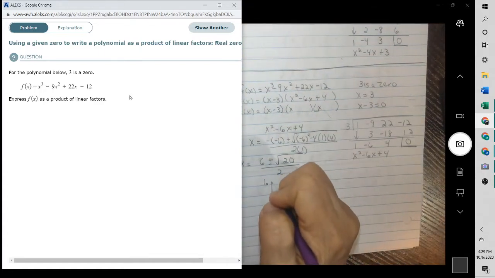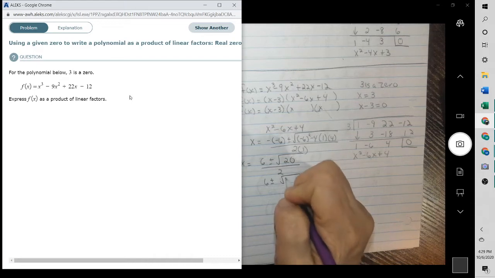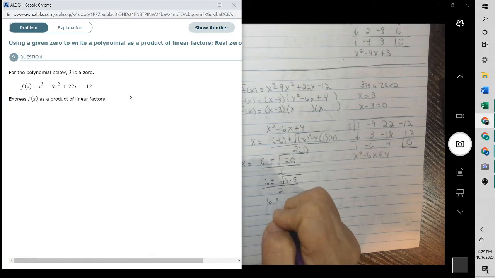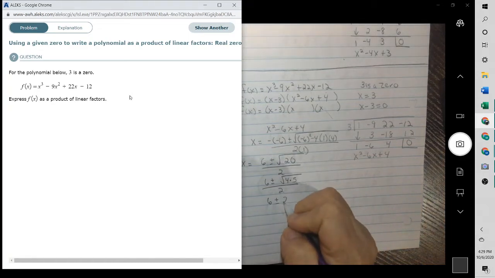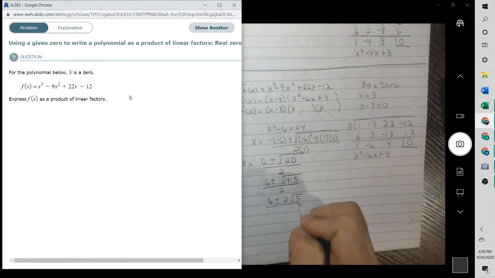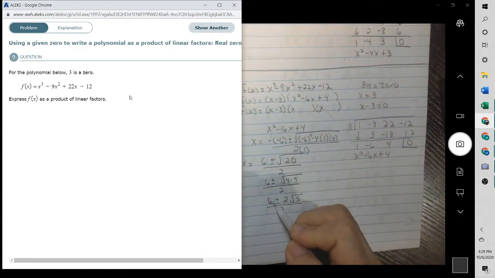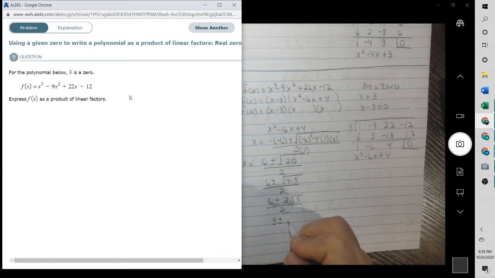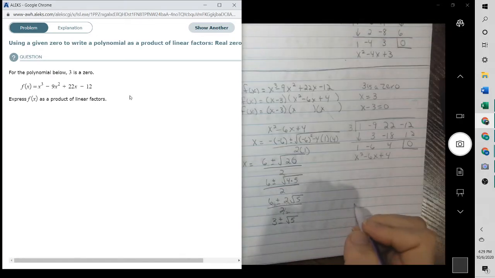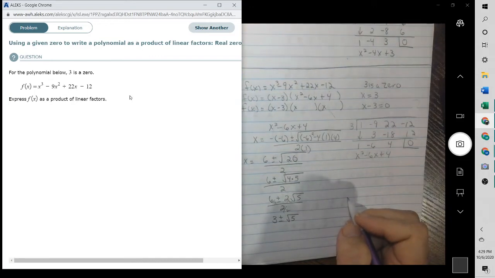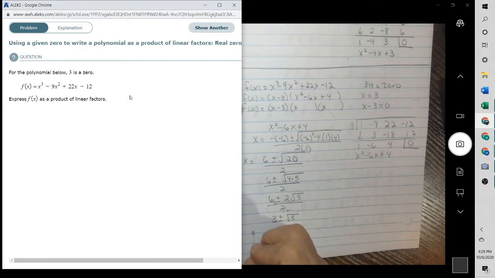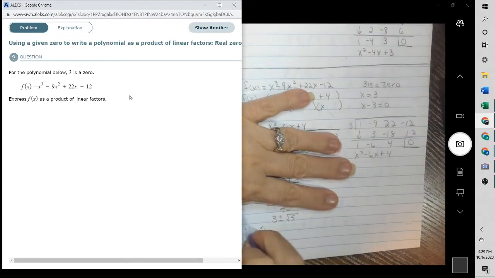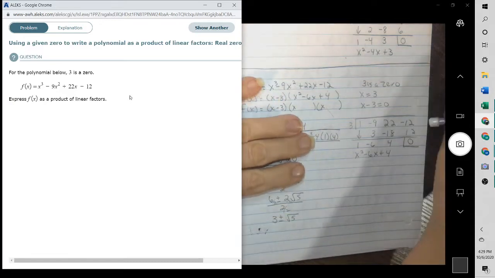20 as a perfect square. Square root of 4 is 2, radical 5 over 2. And these will all reduce by 2. So we have 3 plus or minus the square root of 5. So then our factor, this is the 0.